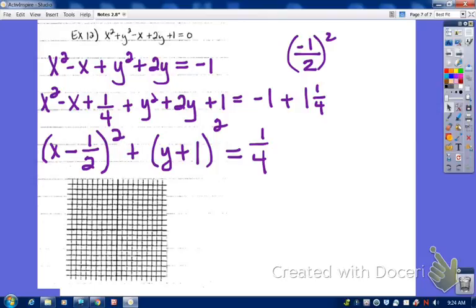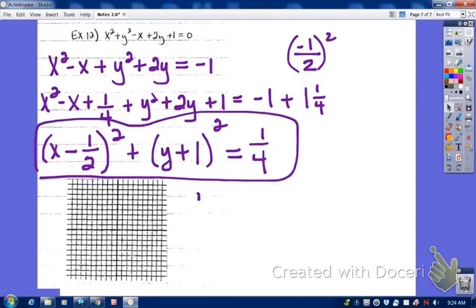So that's the algebra part. You got your nice little equation in standard form. What's the center of your circle? Positive 1/2, negative 1. Your radius is the square root of 1/4, so your radius would be 1/2. So this is going to be a tiny little circle. A tiny little circle. It may be hard for me to draw, but I'll do the best I can on this iPad.